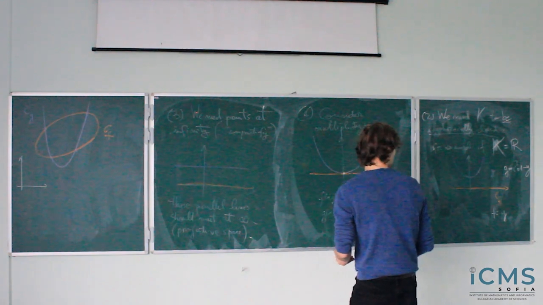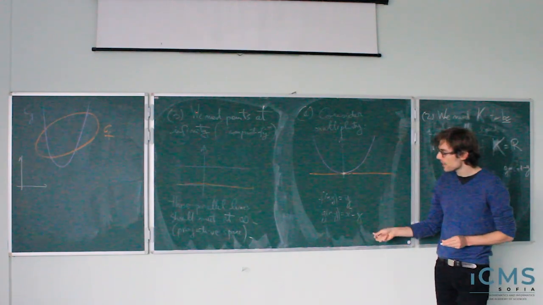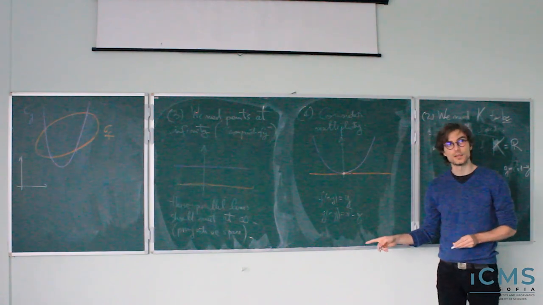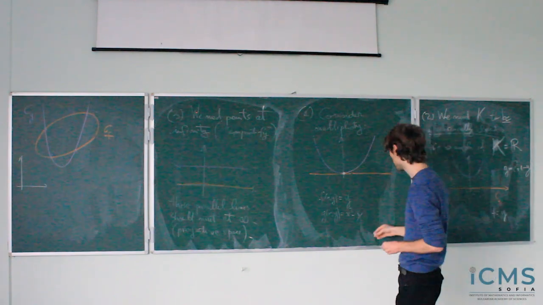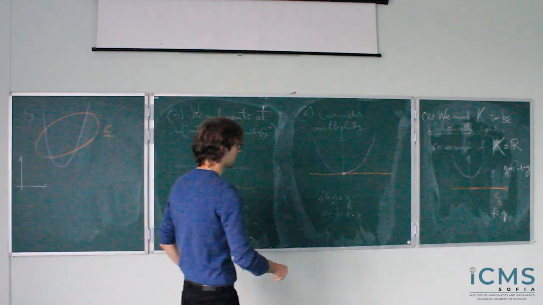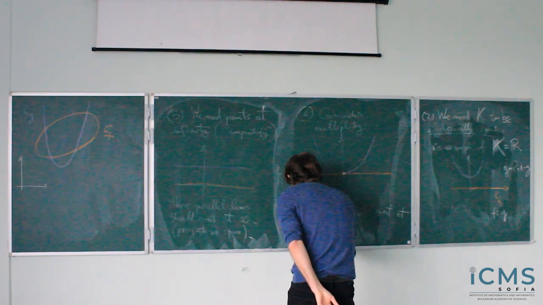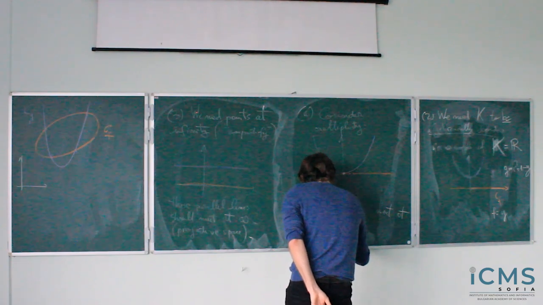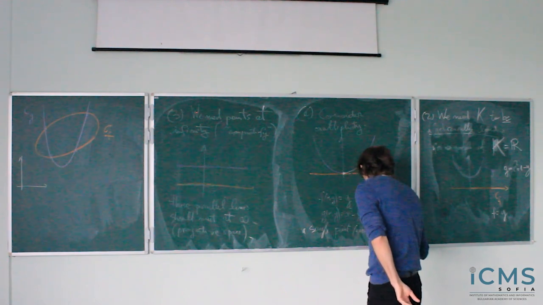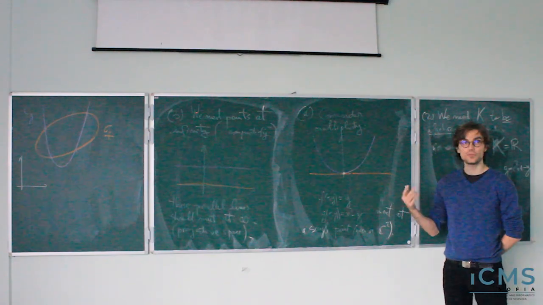x squared minus 1. And you can actually verify that these two curves meet at a single point, even if we consider the complex numbers. Okay? So they meet at a single point, even in C2, but we would expect to have two points.